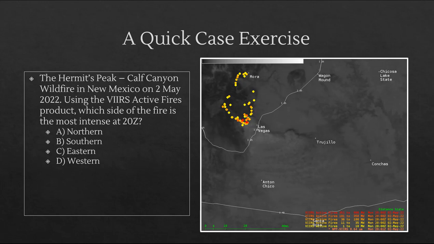The correct answer is B. The southernmost portion of the fire exhibits the highest FRP values, with values in the range of 351 to 900 megawatts, or MW, seen in the dark red colors.